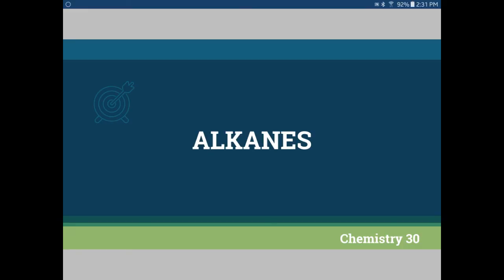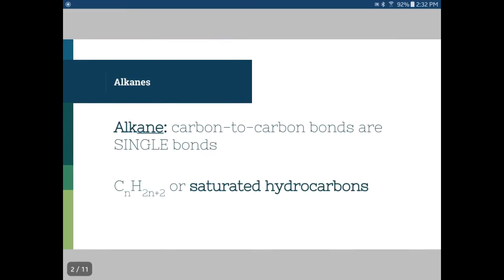Let's really start to dig into organic chemistry. Now we're going to start with a section of organic chemistry called alkanes. Alkanes are generally the most simple form of an organic compound that we can look at. So an alkane is a carbon-to-carbon bond, and those carbon-to-carbon bonds are single bonds.